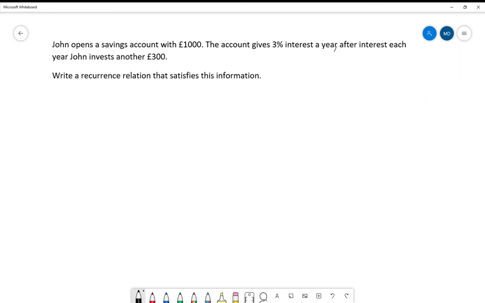So, what we need to do is consider what's going on. So we want to think about how much money we have after the nth year. So we're going to ask ourselves, Un, this is the nth year. And what's going to happen to that? Because again, recurrence relations are about how things relate to each other, not about the individual specific term. We just want to see how it connects. What do we have to do to our term to get to the next one? Well, the account gives 3% interest a year. So that tells us we're going to have to multiply by 1.03.